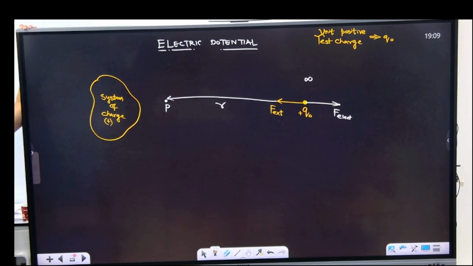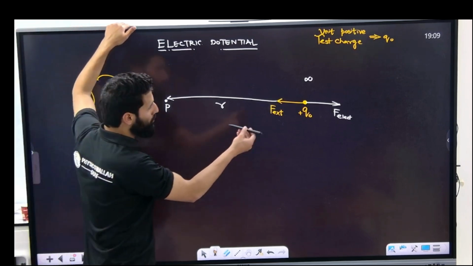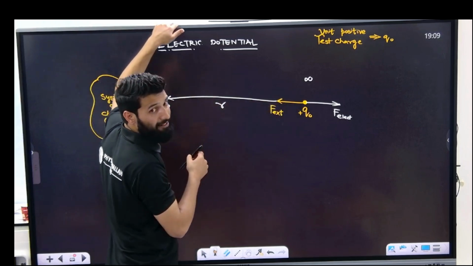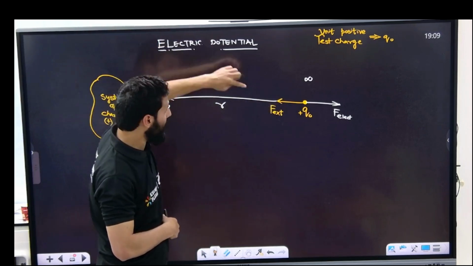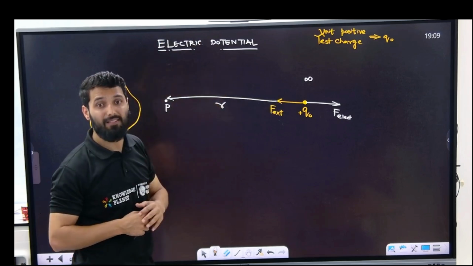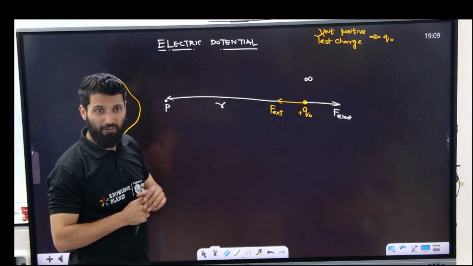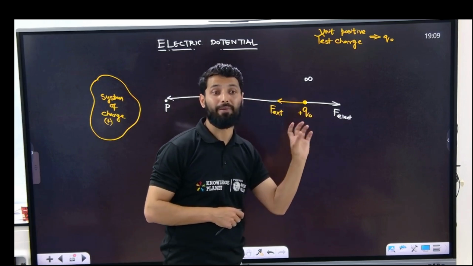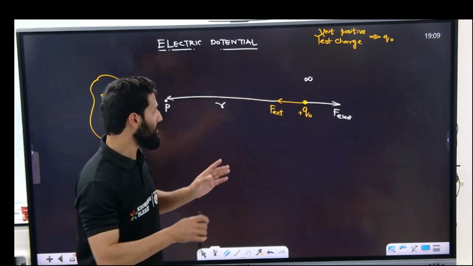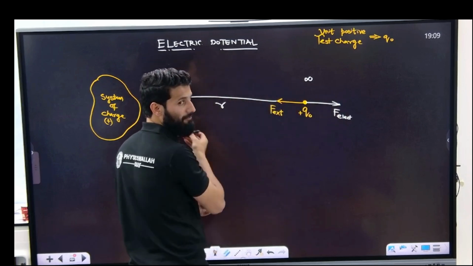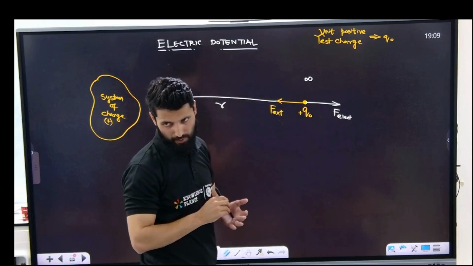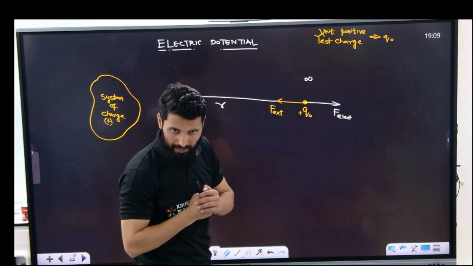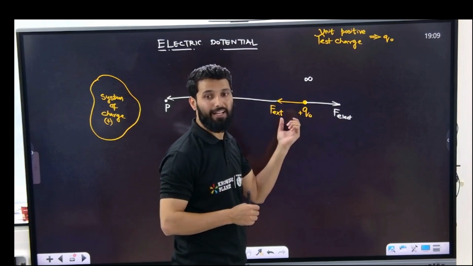How much force should I apply? Exactly the same force. But look here. If I do the work by the external force, the work done will be positive, because the angle between F and r is 0. The work done by the external force and the work done by the electrostatic force will be opposite. The electrostatic work will be negative, because the force is acting this way and the displacement is to the left. Cos of 180 degrees, so the work done is F dot S. Here the work done will be negative and here the work done will be positive.